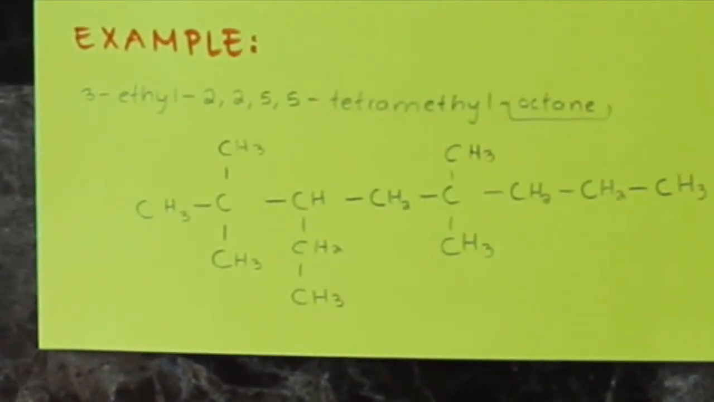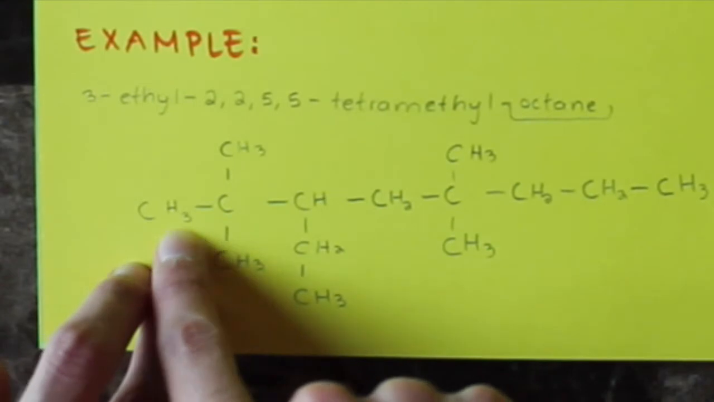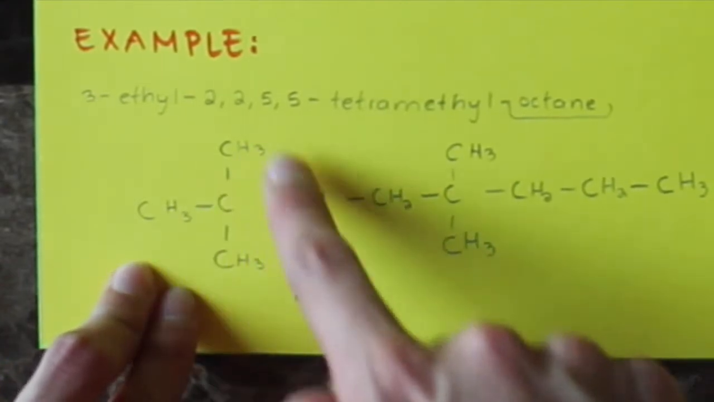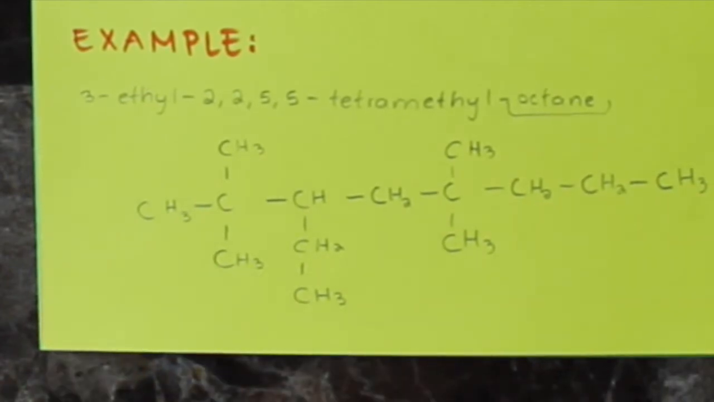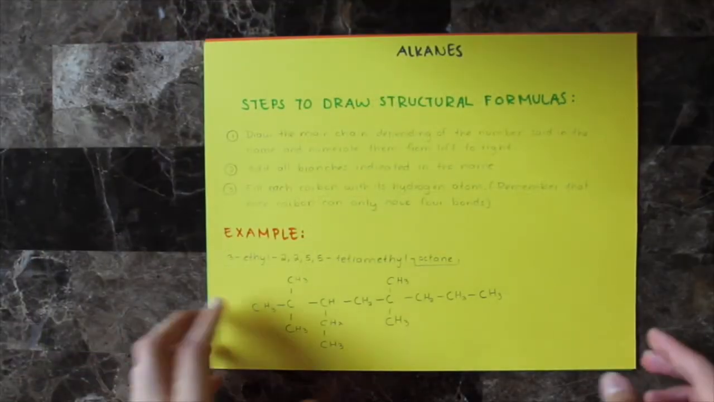Remember that a carbon can have just 4 bonds, so this is how we know how many hydrogens we have to put. And that's it. This is how we draw structural formulas. Okay, now let's see 2 more examples.